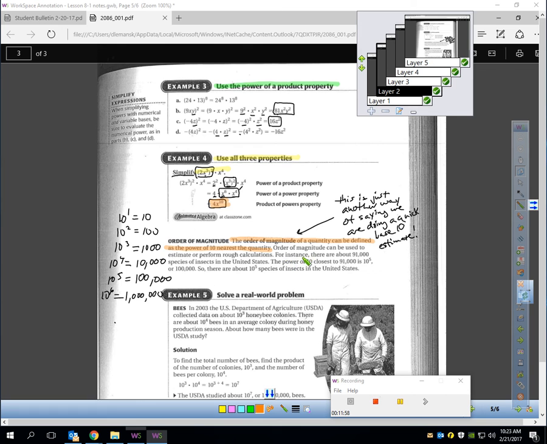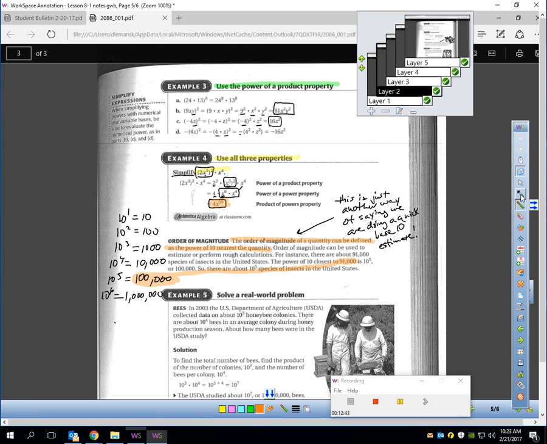For instance, there are about 91,000 species of insects in the United States. The power of 10 closest to 91,000, let me highlight that, 91,000. Which of these is closest to 91,000? I hope you're looking here and saying, well, 100,000 would be the closest. So the order of magnitude of species of insects in the United States would be 100,000, or 10 to the fifth.